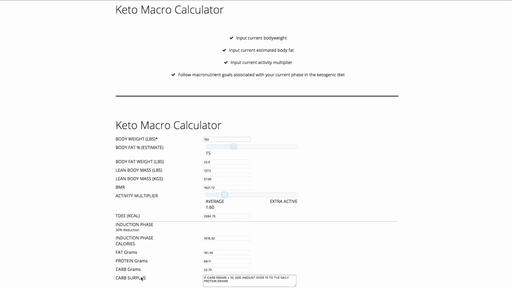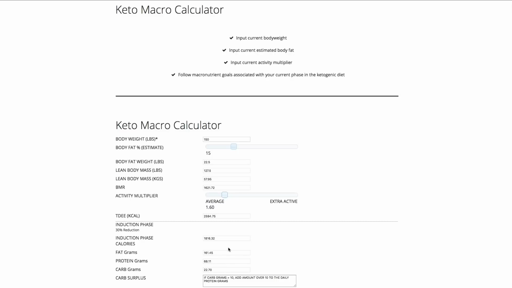Now, there's a carb surplus below that, and this is a very important note. It says if carb grams are greater than 10 grams, add amounts over 10 to the daily protein grams. So in this instance, he's about 12 grams over 10, and we're just going to round with this. So basically, you would add 10, 12 grams to the protein. So let's just say his starting macros are going to be 160 grams of fats, and then we'll round up to 70 plus the 10. So we'll say 80 grams of protein and then 10 grams of carbs. That would be his starting macros, for instance.